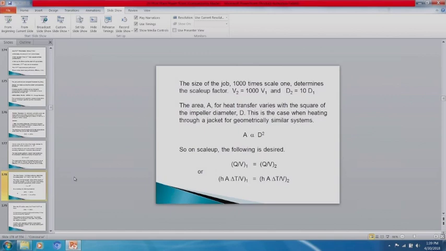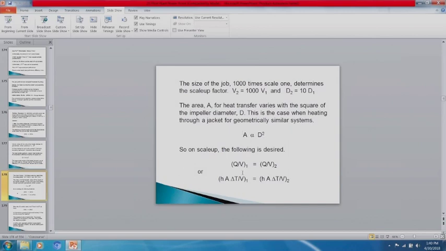And we plug in. Now, we're going to go with geometrically similar processes, which means that the area for heat transfer is going to be d squared. You're going to heat through a jacket, or you're going to heat through coils. But these would all amount to items that require this. In a sense, this is not the way you want to do the scale up. Anyway, let's see what happens when we assume area is d squared.